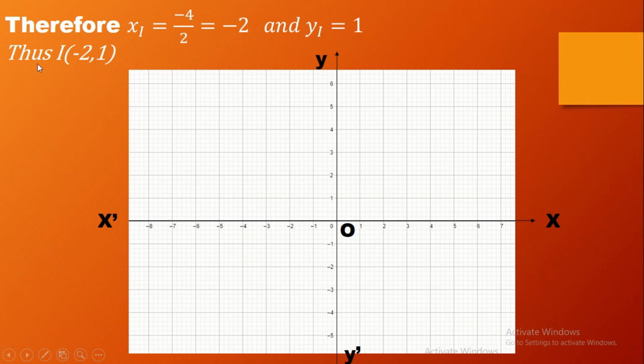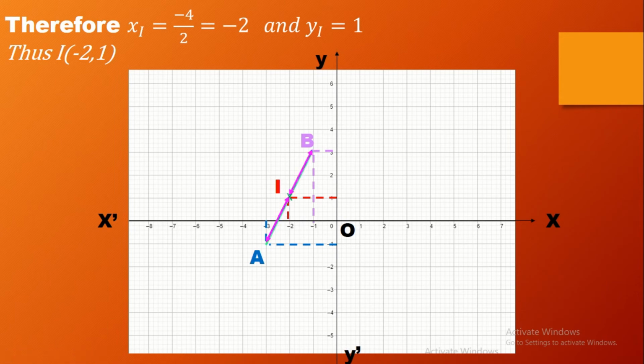Thus we can write it directly. The point I has the coordinates (-2, 1), x then y. Now let's plot them to check. As you see here, the point A (-3, -1), the point B (-1, 3). Now we're going to plot the point I, which has the coordinates (-2, 1). Let's check it. Is it the midpoint of AB? Look at IA and IB. Aren't they equal?